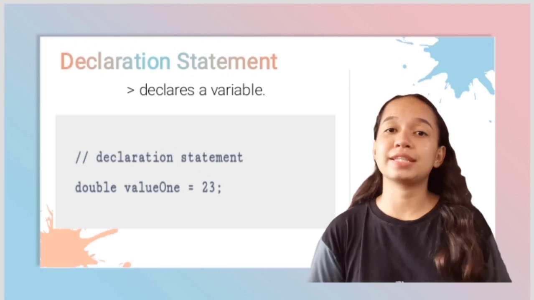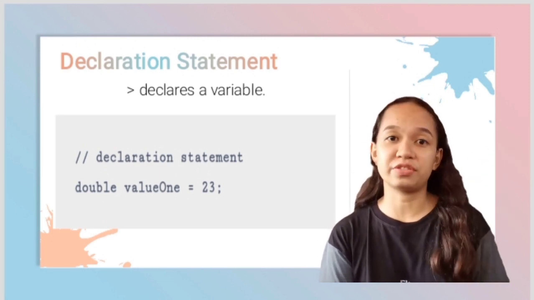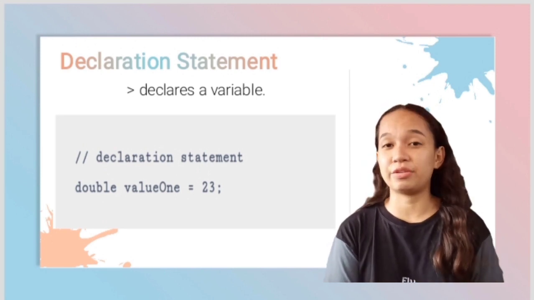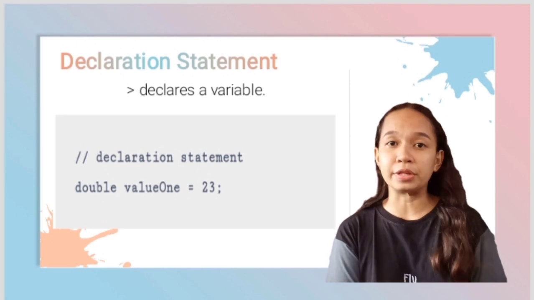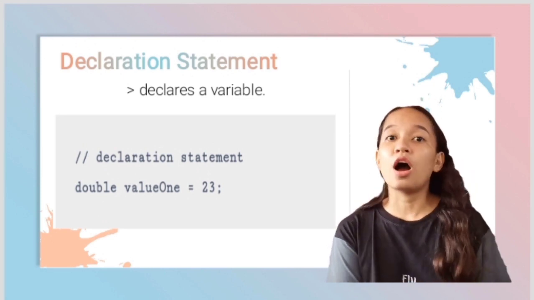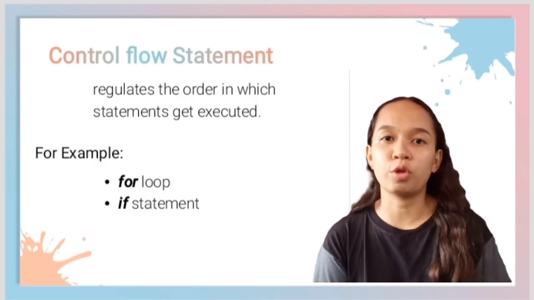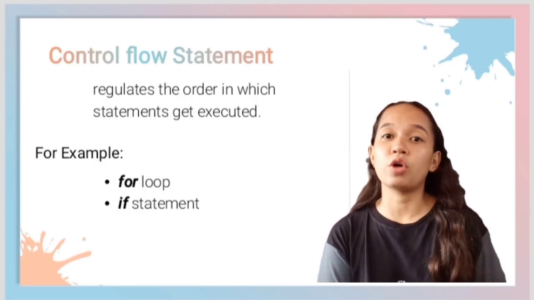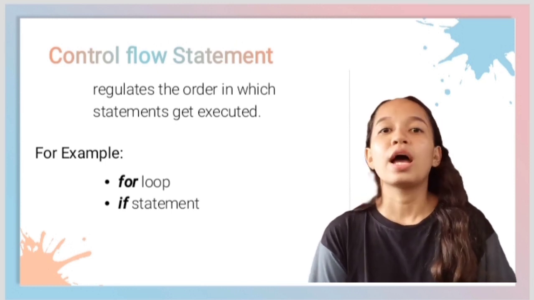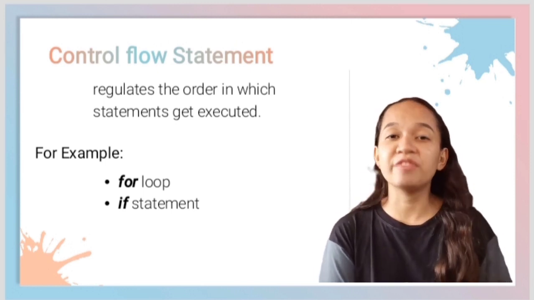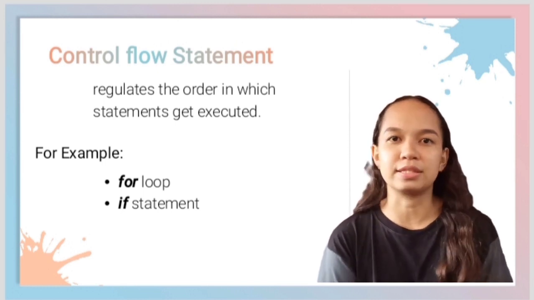In addition to these kinds of expression statements, there are two other kinds of statements. First is the declaration statement. A declaration statement declares a variable, and this is an example of declaration statements. Next is the control flow statement, which regulates the order in which statements get executed. The for loop and if statement are both examples of control flow statements.